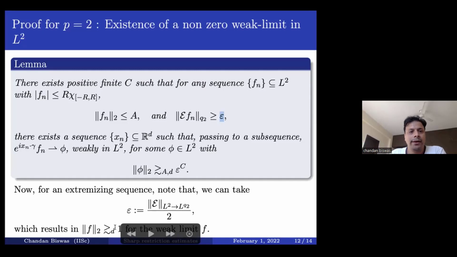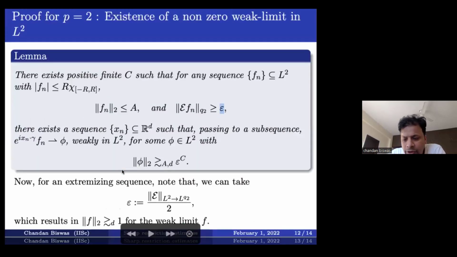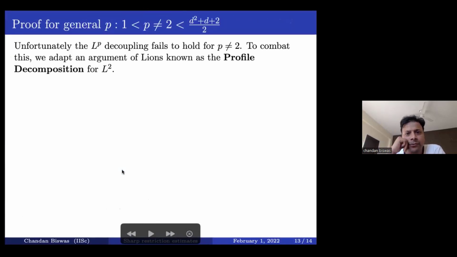Okay. Now for general P, we look at a P between 1 and (d squared plus d plus 2) divided by 2.